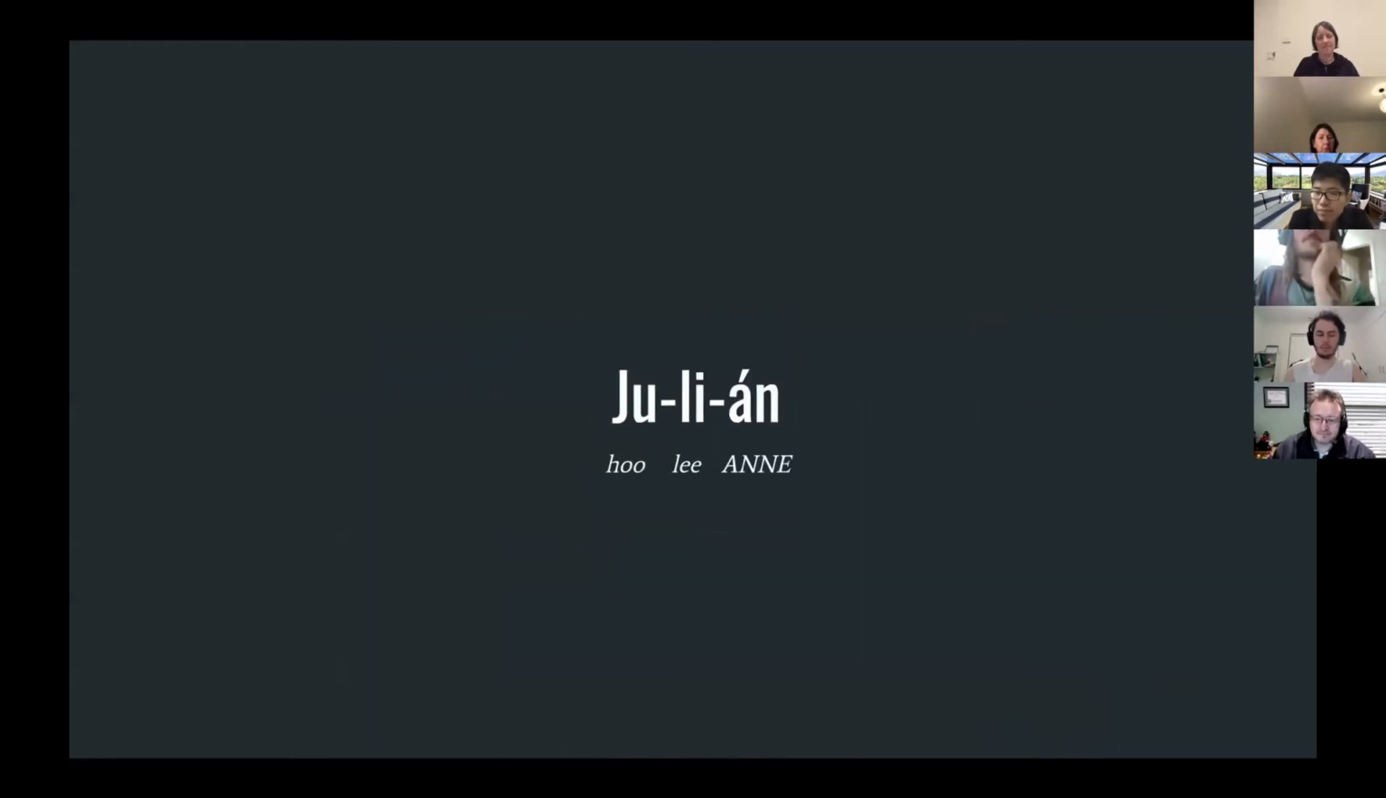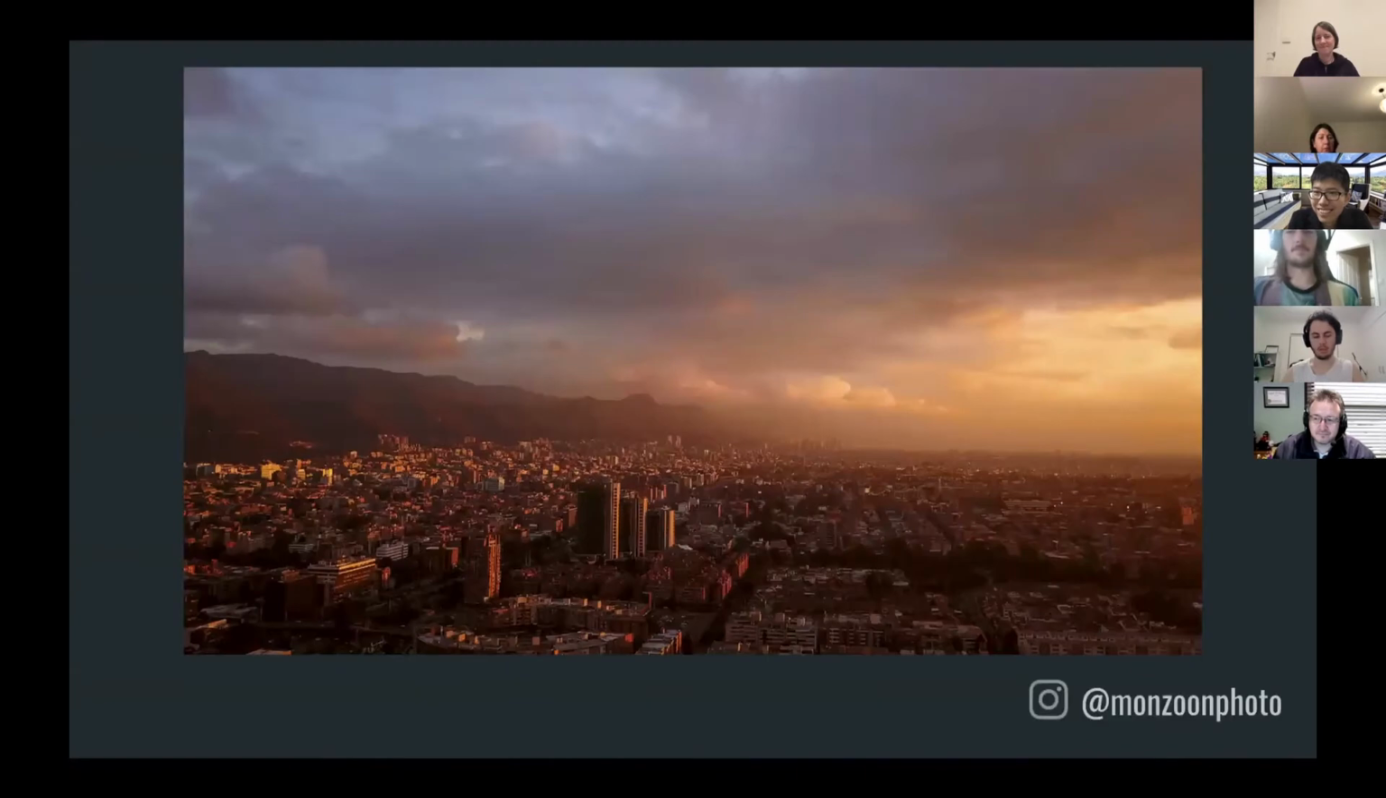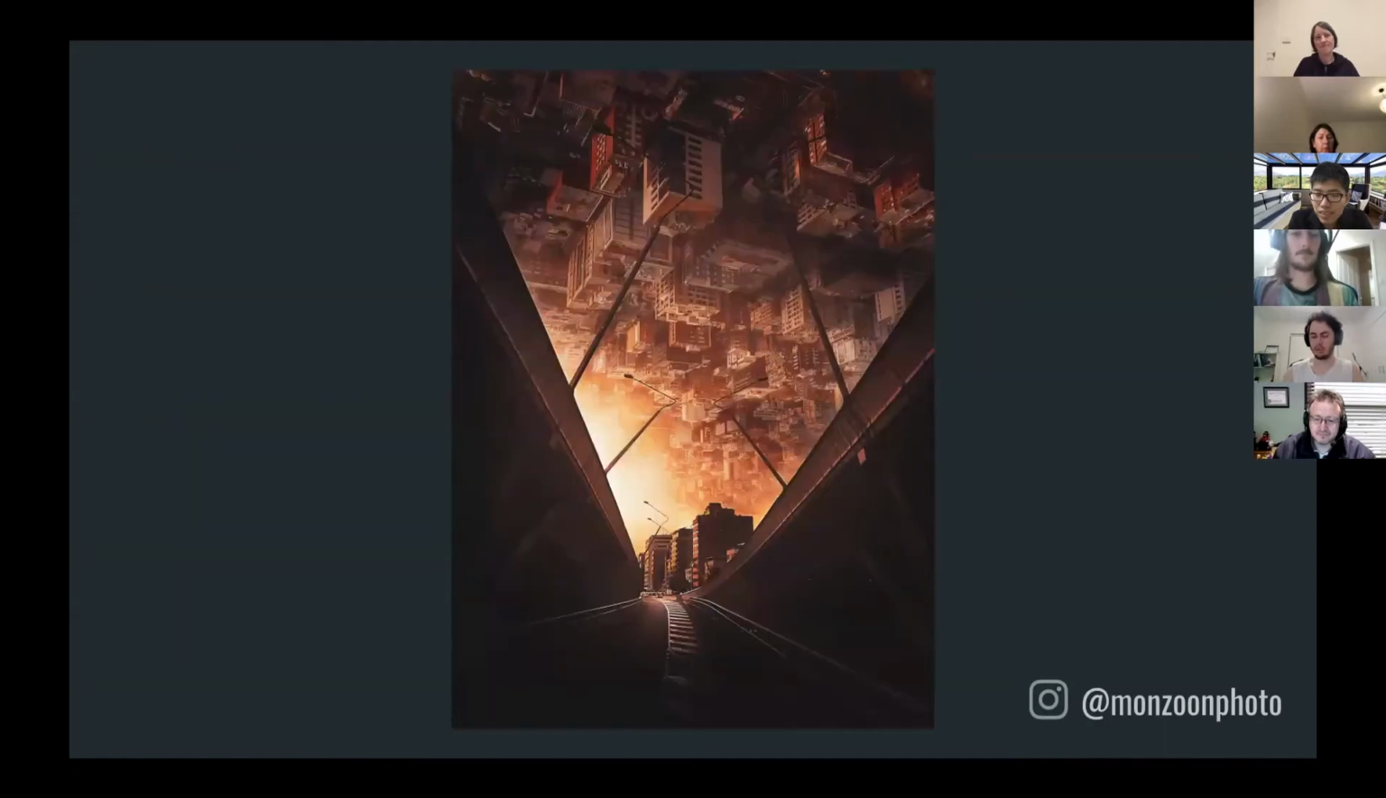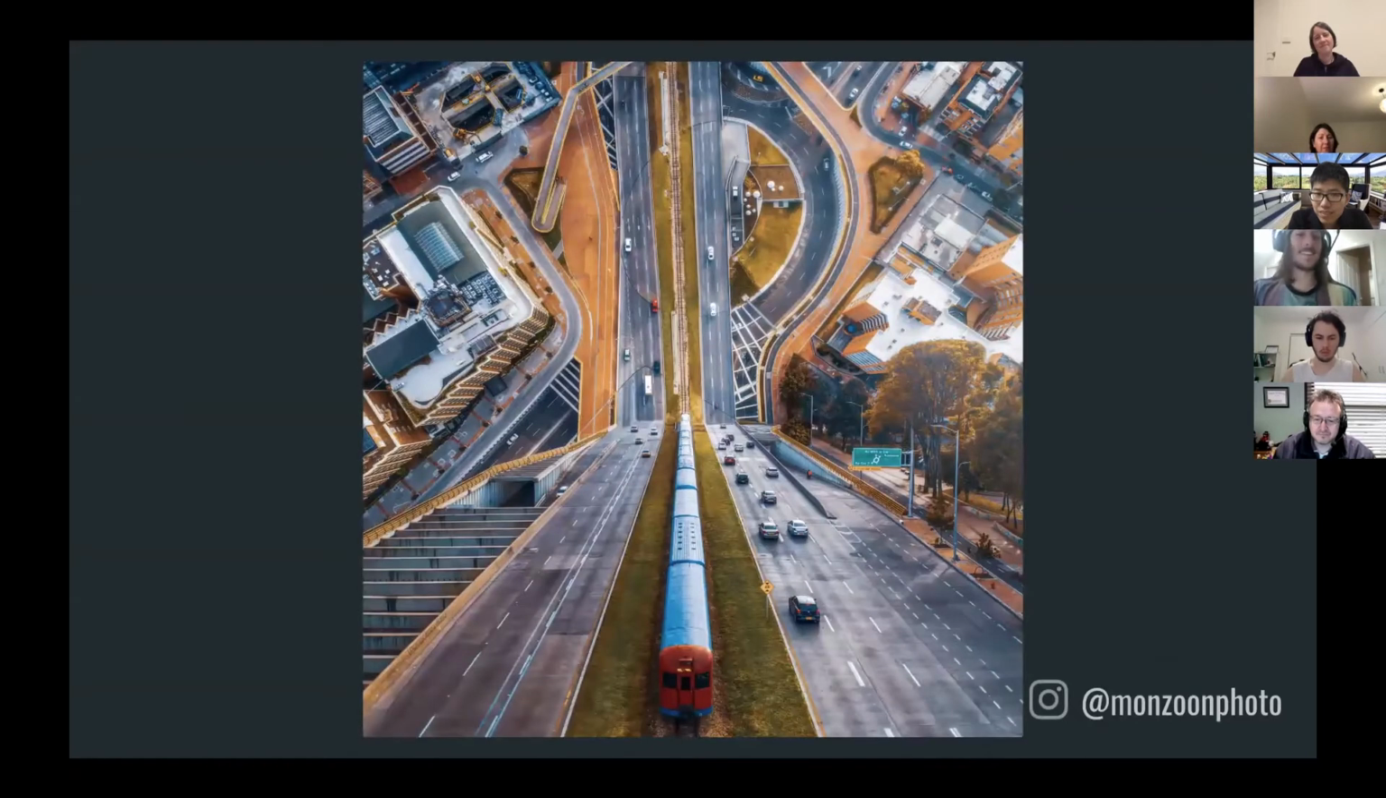So my name is Julián, but you can call me Juli for short. I come from a beautiful city in Colombia called Bogota. It's the capital of Colombia. And some things sometimes are upside down, but most of the times it's a pretty amazing city. You can follow this amazing Colombian photographer at Monzoom Photo.